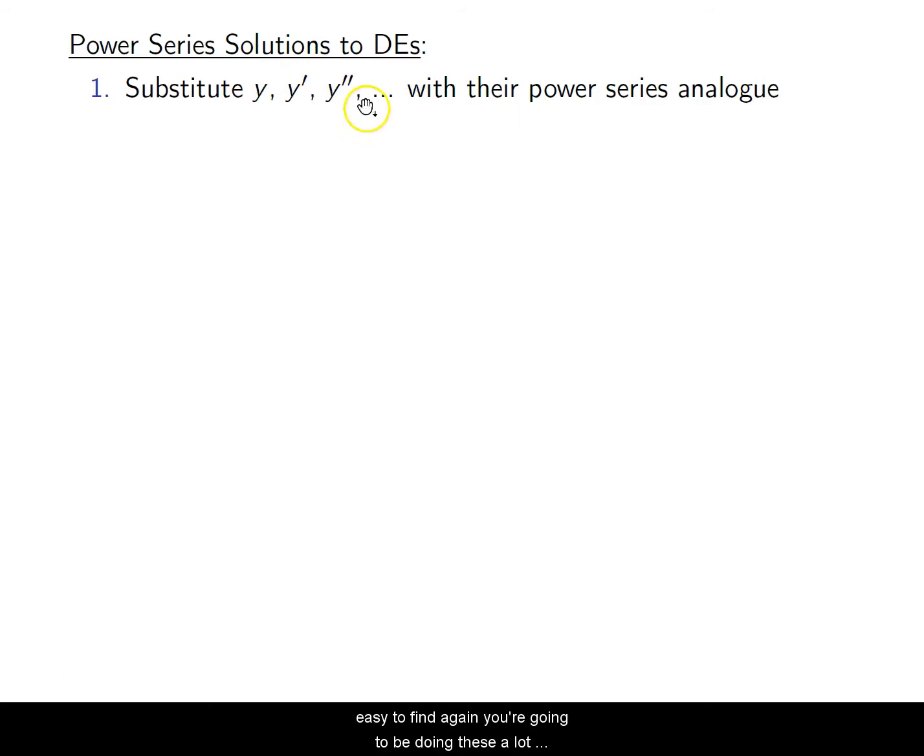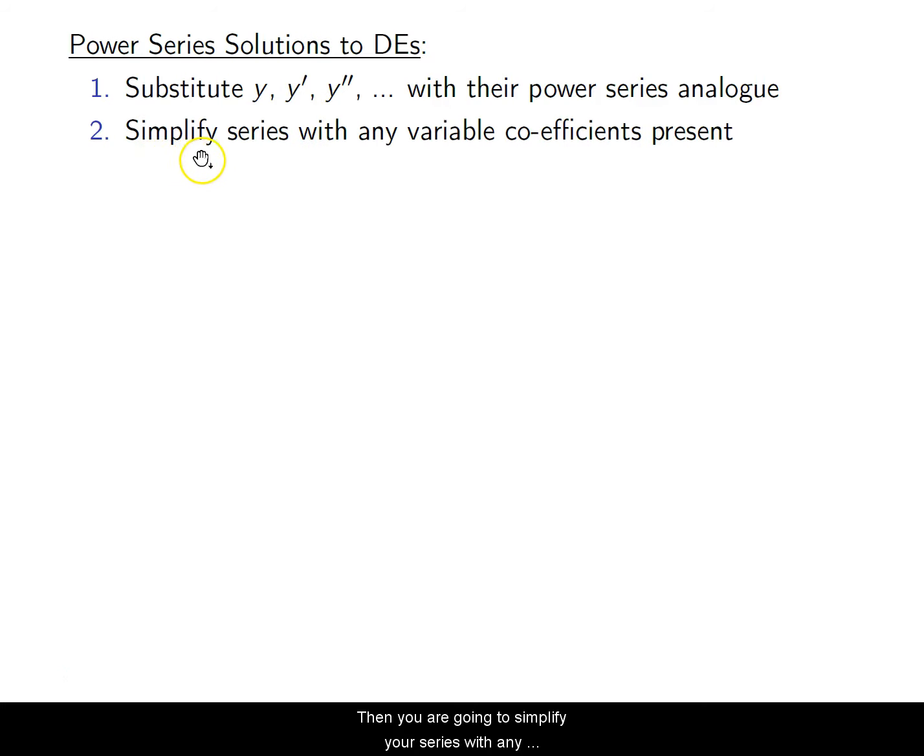Again, you're going to be doing these a lot, so if you're not comfortable with them yet, you will be. Really, these are the three that come up the most. Obviously, the third derivative is not that much harder than the second, okay? So you want to find your power series analogs, and then you're going to substitute those into your equation, okay?